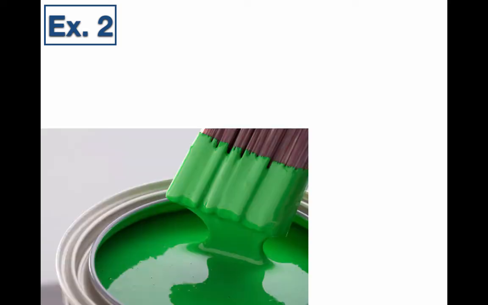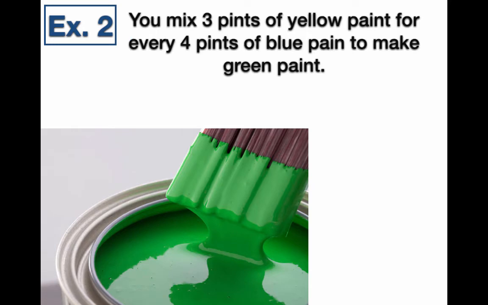All right, so we're going to try another problem. We're going to get away from the rice example and try something else. Let's talk about painting. Have you ever had to paint your house before? Maybe help paint your bedroom or the outside of your house? It's kind of a lot of work painting. So when you go to buy paint at the store, they often mix colors together to make the color that you want. So our story is about mixing 3 pints of yellow paint for every 4 pints of blue paint.